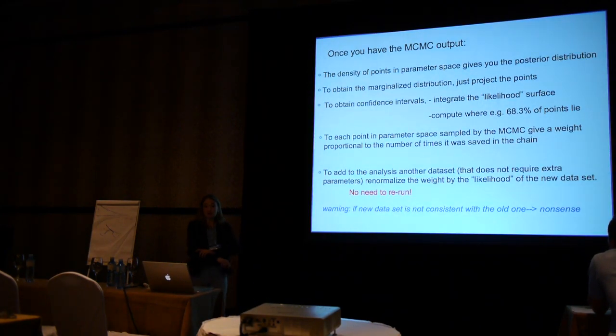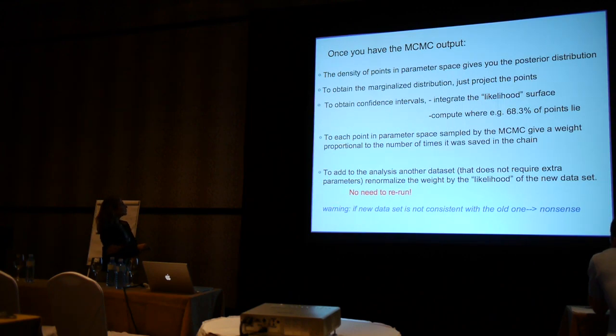So once you have the output, the density of points in parameter space gives you the posterior distribution. To obtain the marginalized distribution, just project the points. To obtain a confidence interval, you would have to integrate the likelihood surface, that is compute where, for example, 68.3% of the points lie. To each point in parameter space given by the Markov chain, give a weight proportional to the number of times you stay in the chain.